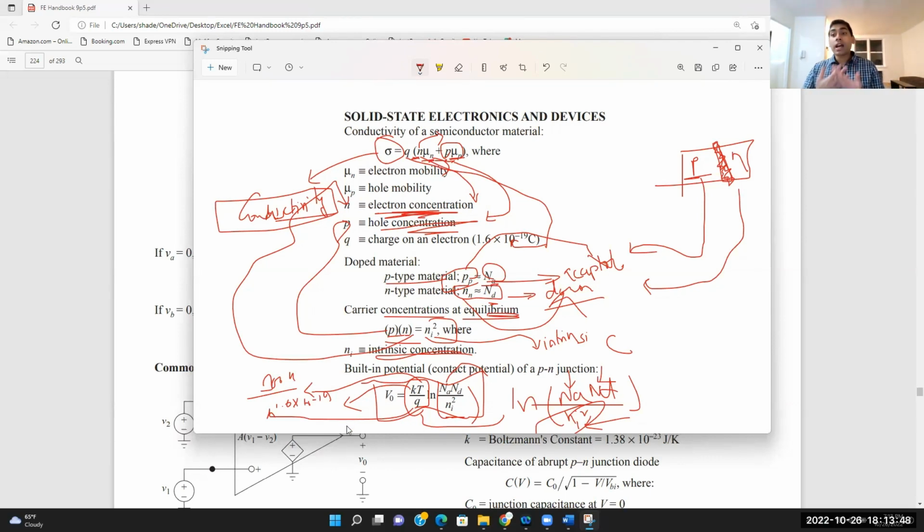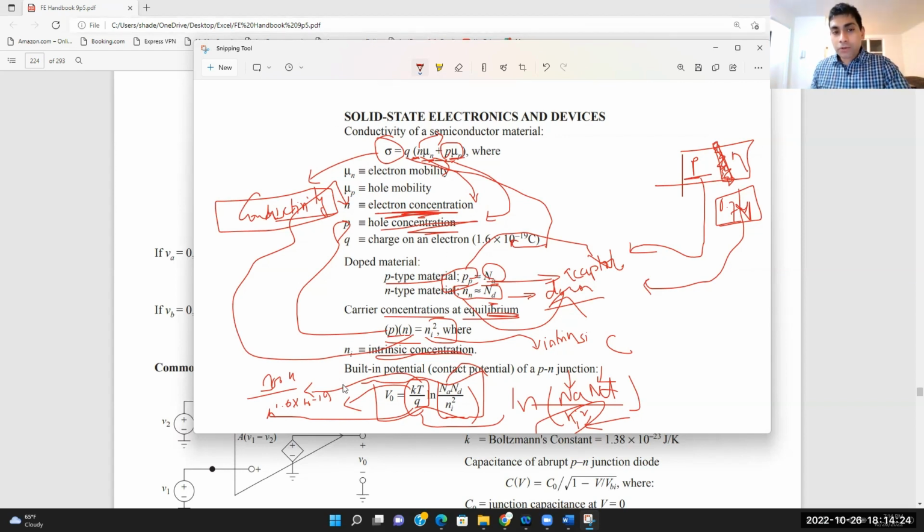Now, when it comes to diodes, we usually say that the built-in voltage is 0.7 volts. For diodes, the built-in voltage is 0.7 volts, and that is the reason you need to apply at least 0.7 volts for the diode to conduct. If you apply less than 0.7 volts, it does not conduct. So you need to apply at least 0.7 volts for a diode to conduct electricity.